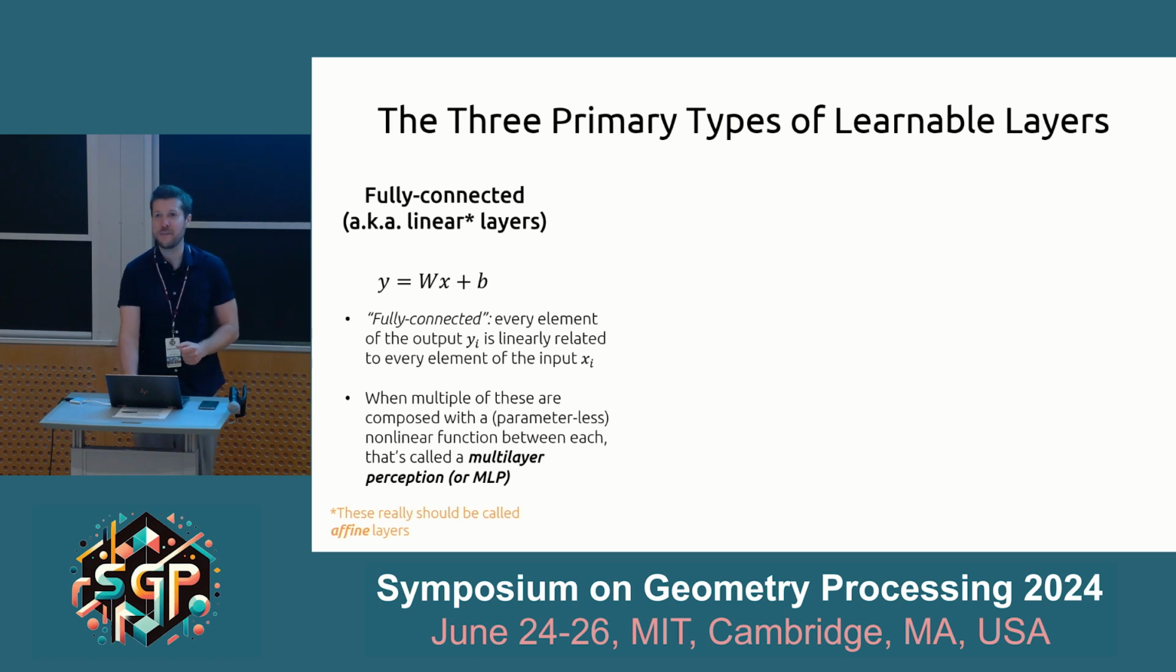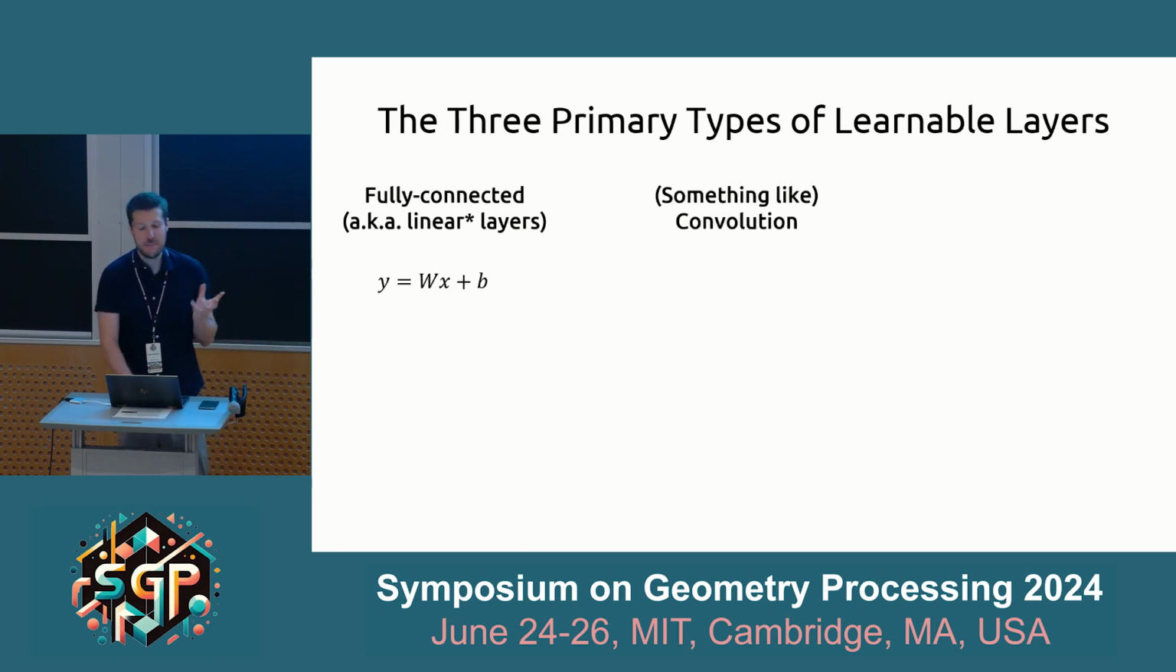These really should be called affine layers because there's a scale and a shift. But anyway, terminology gets set in stone. There's no way you're going to get all of the contributors to PyTorch to decide to rename this affine instead of linear, as much as I wish they would.